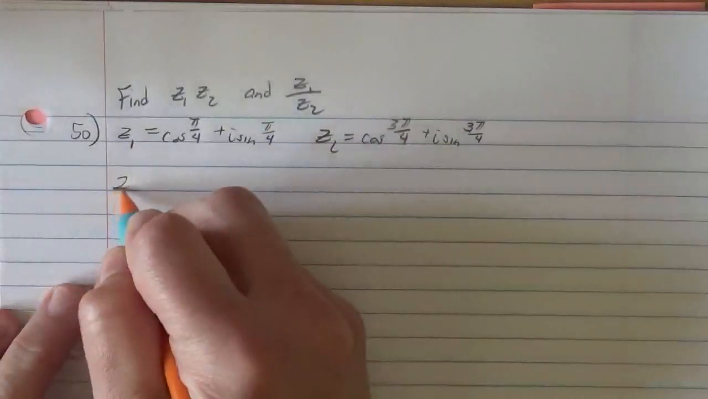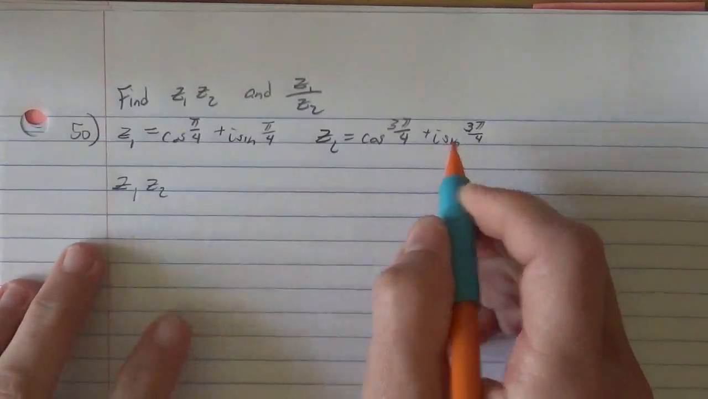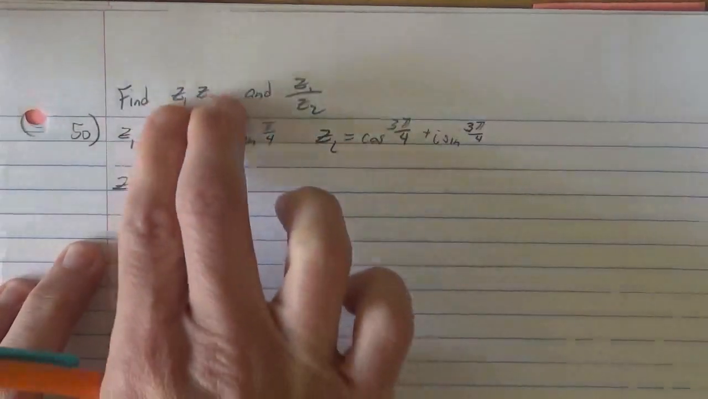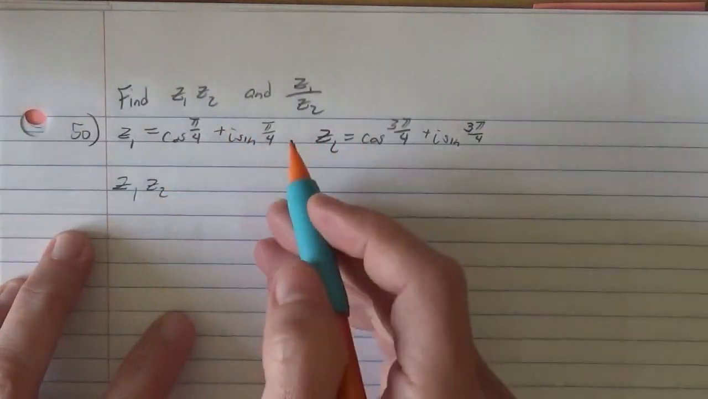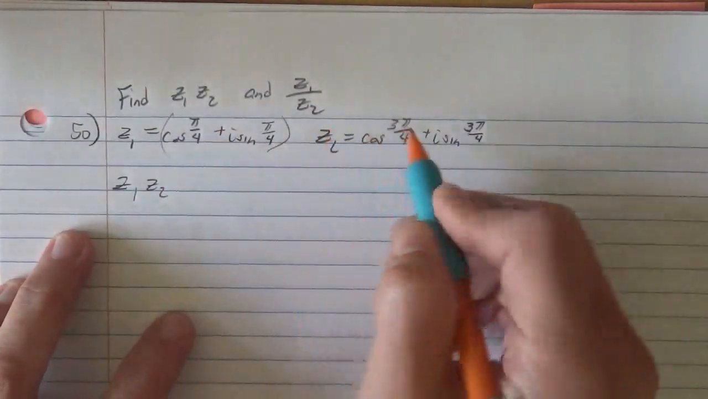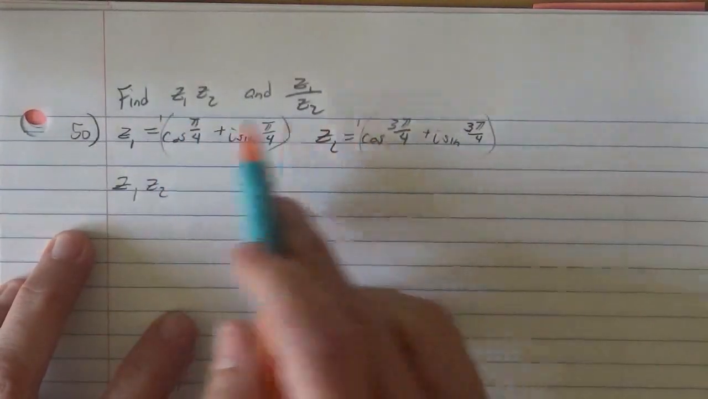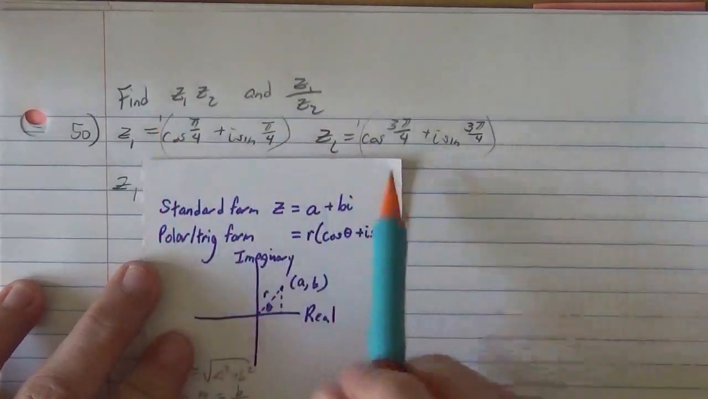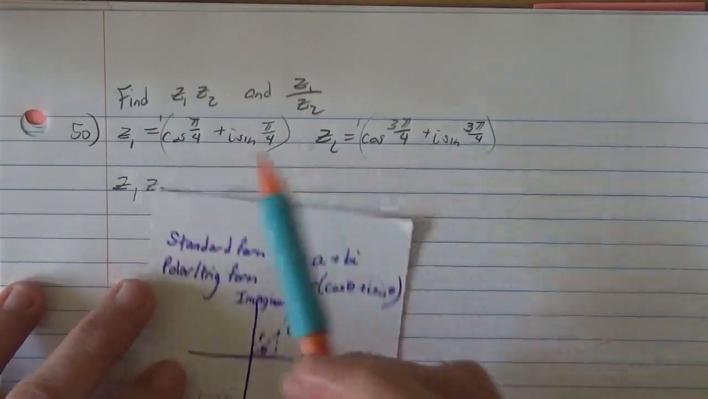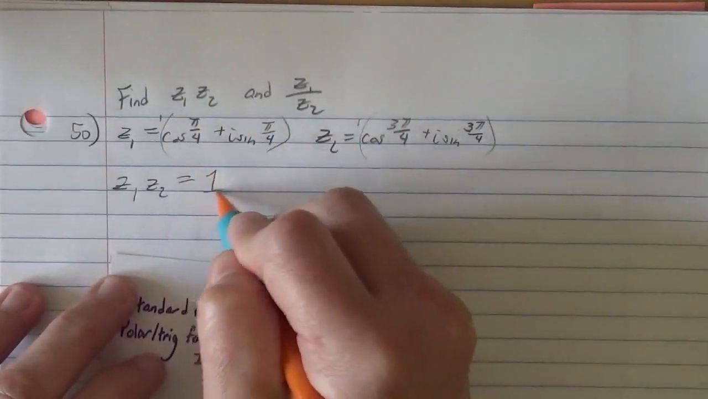So this one's nice because they already give it to us in polar form. When it's given to us in polar form, then it's really easy to multiply them together because all we need to do is multiply their radii together. And you can see for this one, there's nothing on the outside, so the coefficient is just 1. So your radius is just a 1 for both of those. So multiplying their radii together, you just get a 1.